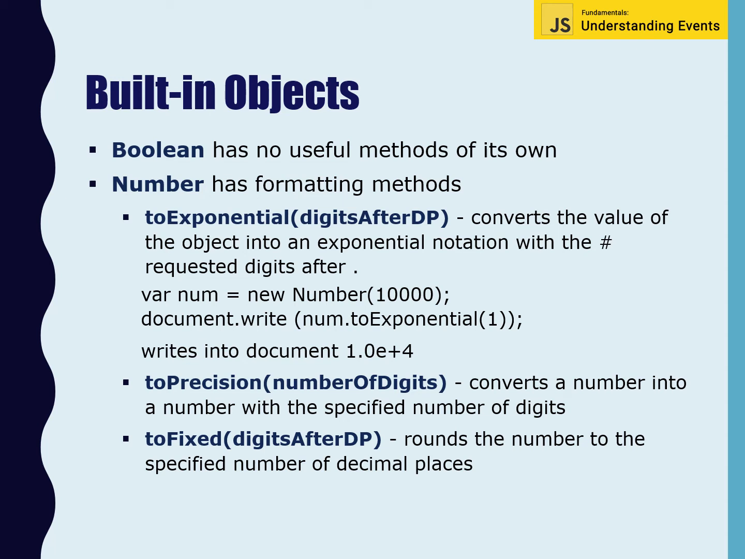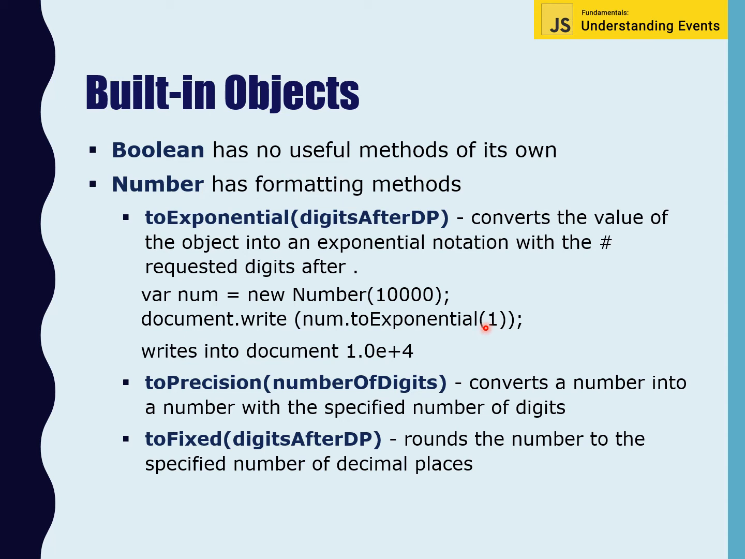Now we see some of the methods that are associated with the number object. Number has formatting methods. One is toExponential(digits after dp). Here it converts the value of an object into an exponential notation with the requested number of digits after the decimal point. Here there is an example: var num is equal to new Number(10000). document.write(num.toExponential(1)).